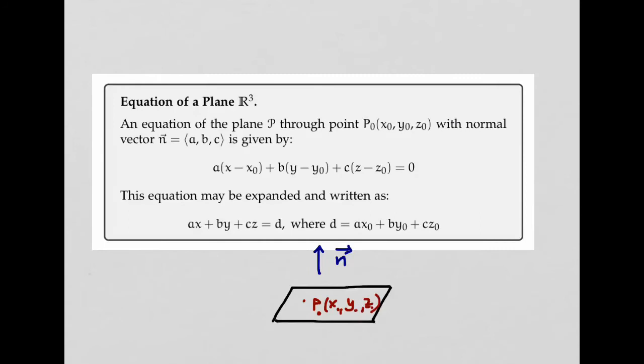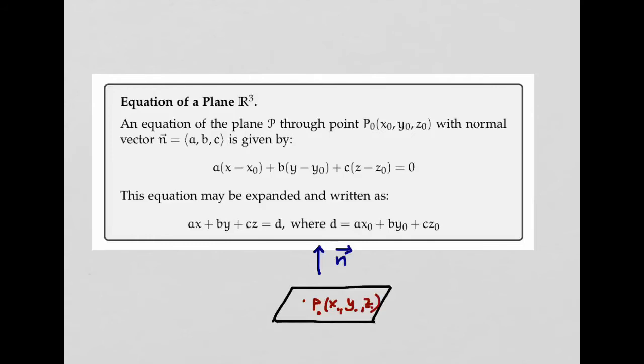Now let's talk about planes in R3. To find an equation of a plane in R3, we need two things. We need a point P0 in the plane, and we need a vector n that is orthogonal to the plane. We call that the normal vector. This is illustrated in the picture on the screen.